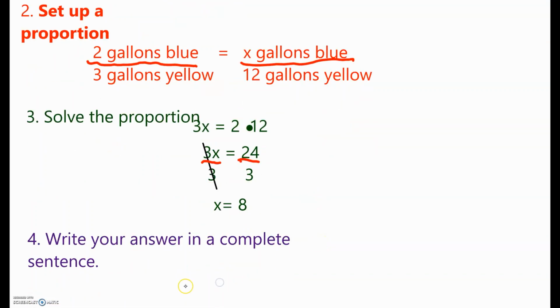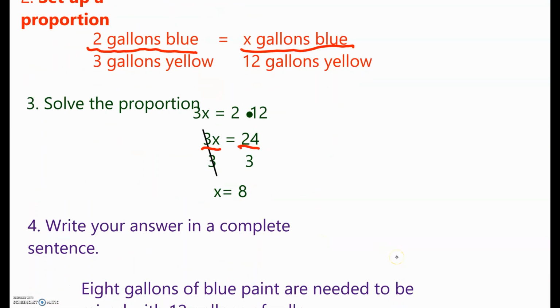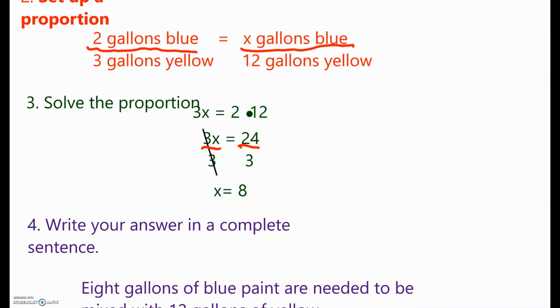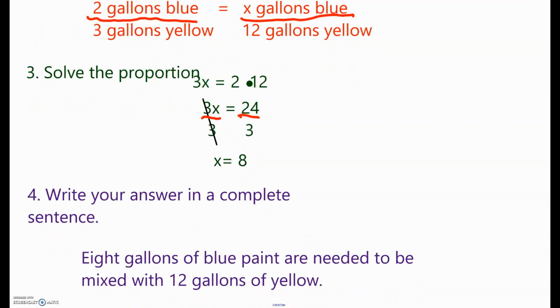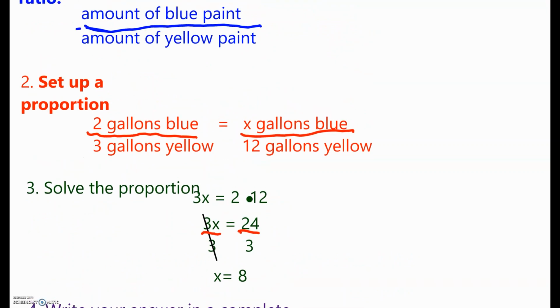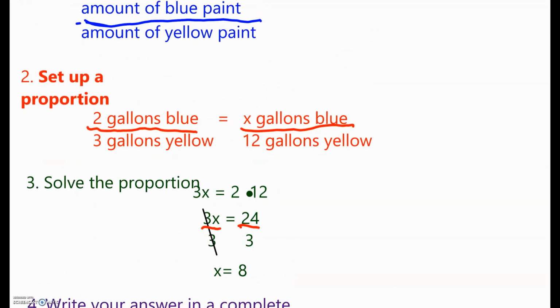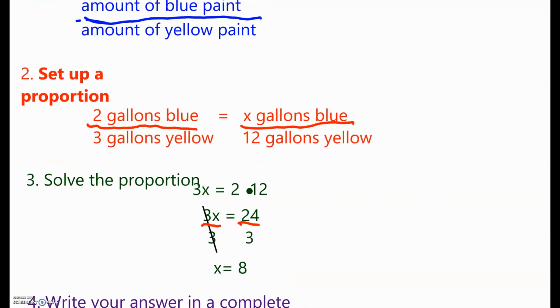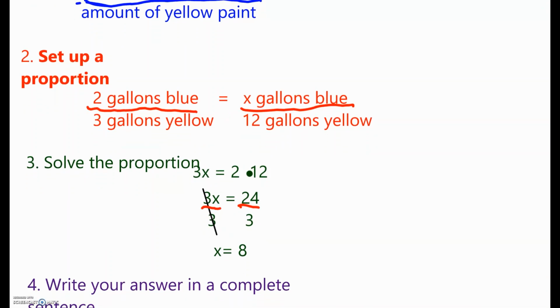So if we write our answer in a complete sentence, we will write something like 8 gallons of blue paint are needed to be mixed with 12 gallons of yellow. So this is what I'm looking for when you're doing these problems today. Writing your word ratio, writing your original ratio, what you're building to, or in some cases for unit rates, simplifying down to. Solving that proportion, if you use cross product, it should look like this.